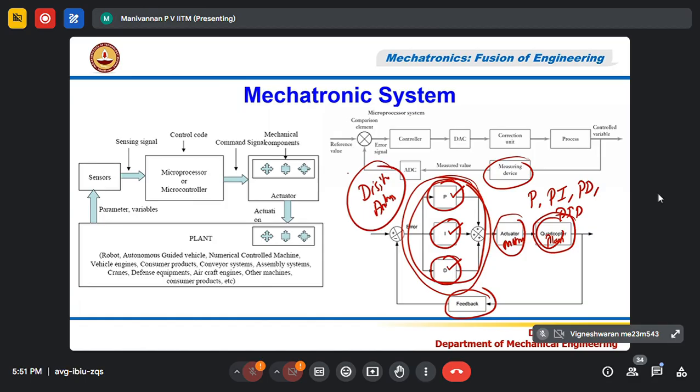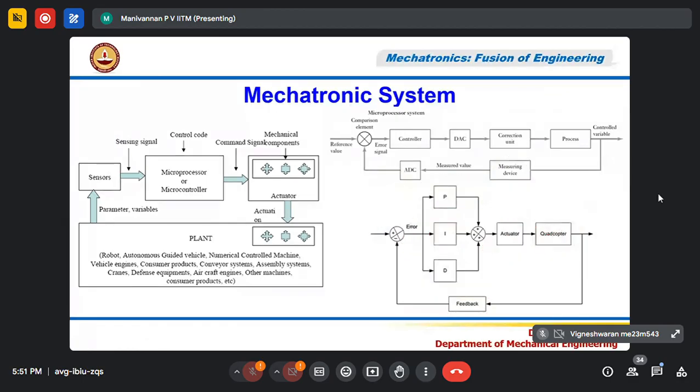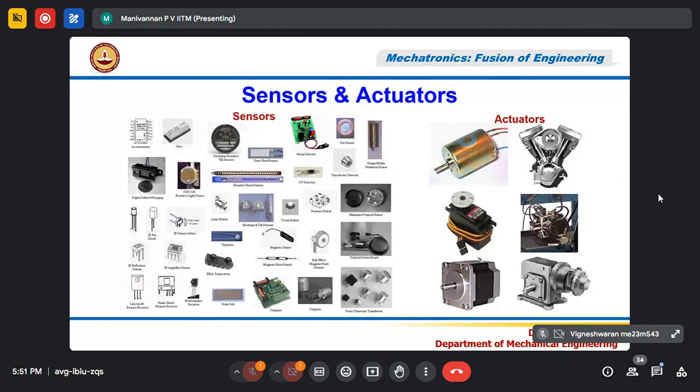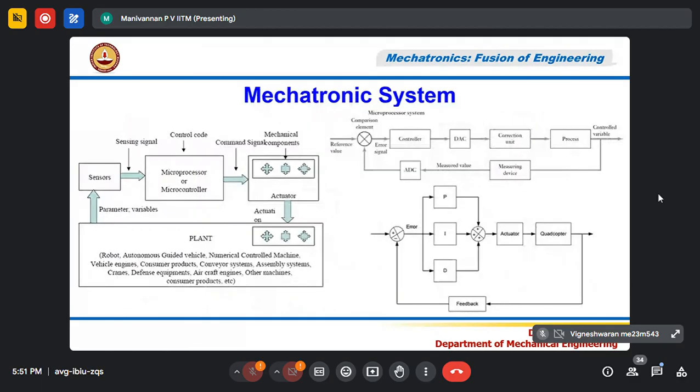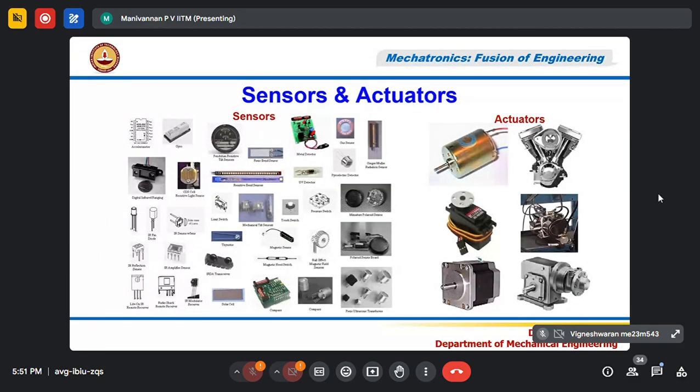Any questions till now? No questions. Okay, so I will stop here. In the next class, we are going to see the components of a mechatronics control system. What are the different types of sensors? What are the different types of actuators? All those things we'll see next class.